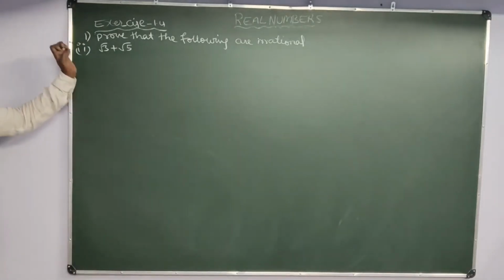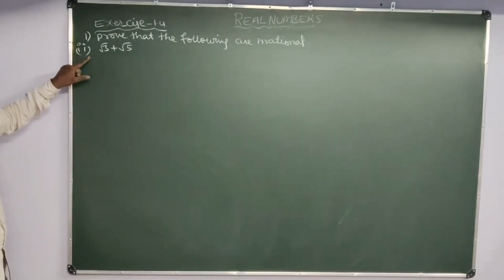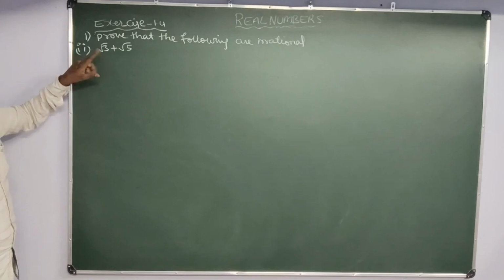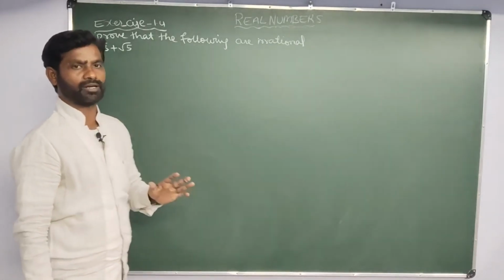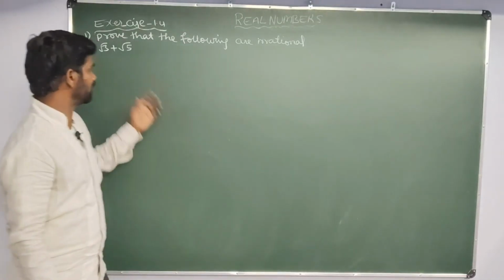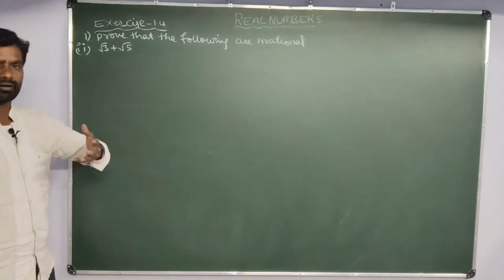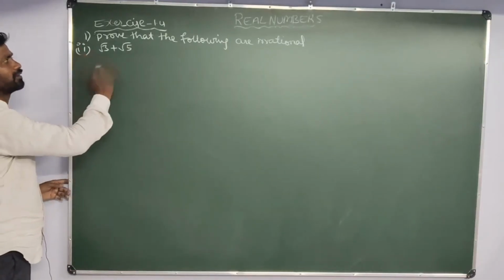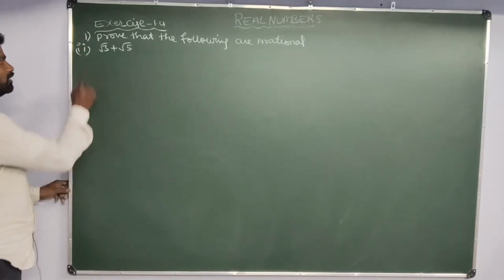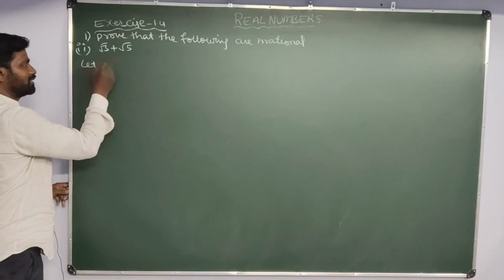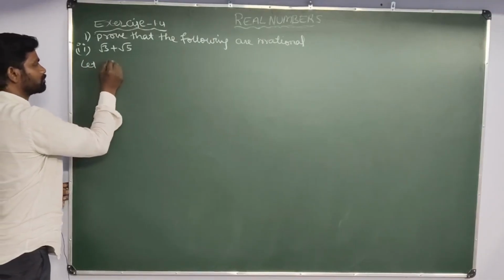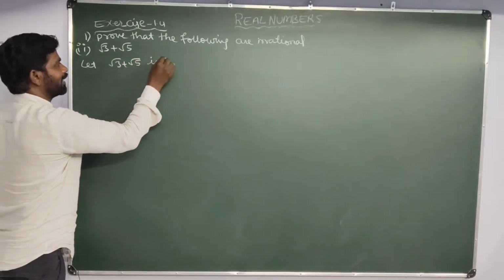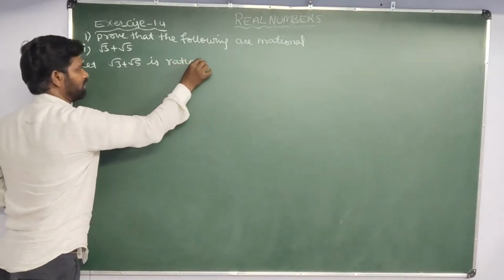Right. So next question, first bit, second one, prove that the following are irrational. So here the second question is root 3 plus root 5. We have to prove that root 3 plus root 5 is irrational, but we know that root 3 and root 5 are already irrational. So once again we have to prove that they are irrational. So to prove that root 3 plus root 5 is irrational, let us assume root 3 plus root 5 is rational. Let us go in an indirect way.